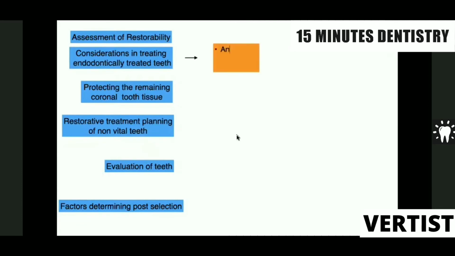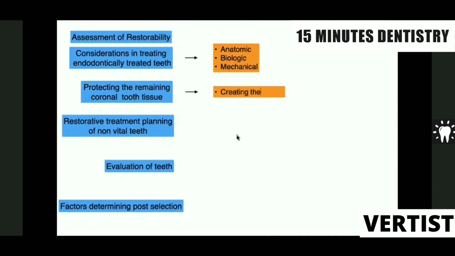Considerations in treating an endodontically treated tooth. What are the considerations? Of course, anatomy. How deep is the curvature? How short is the curvature? How acute? Can I put a post? Can I put a knot? Biological: does it have a good crown-root ratio? Is there enough bone support? Or mechanical: will it help me or not? After doing it, is there a thing? Or is it going to crack or fracture, or it's not going to help me at all?